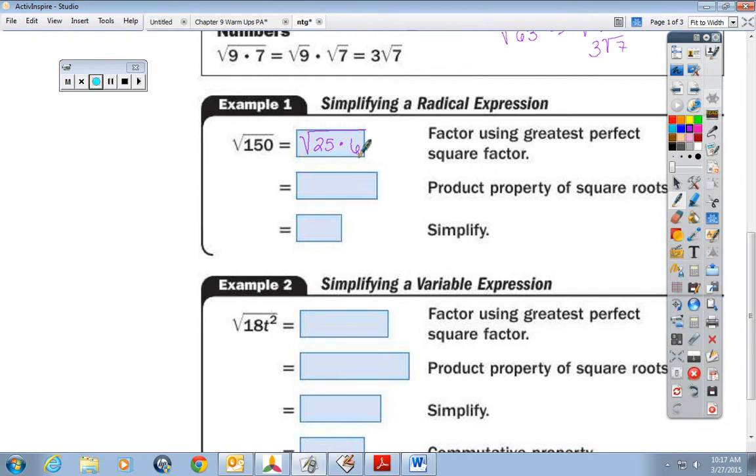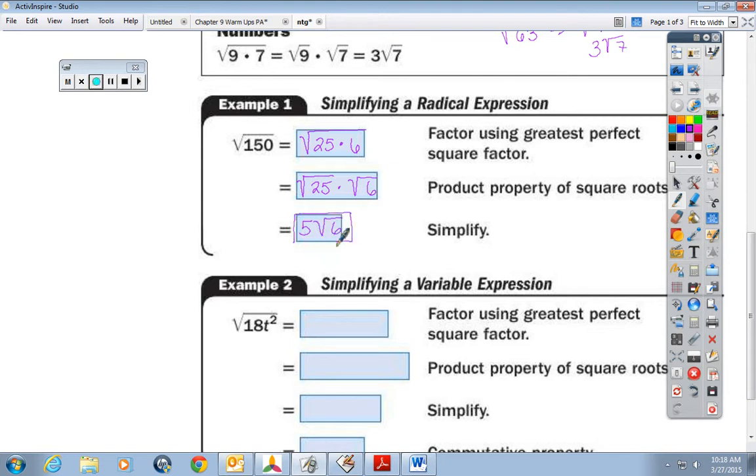Now, once you get it to that point, you're just going to give each number its own separate radical sign. This is the same thing as this. All right? Now, can I simplify the square root of 25? Is that a perfect square? What is it? 5. Can I simplify the square root of 6? Can it be divided by a perfect square? No. So it just stays the square root of 6. So this is your answer. This is the simplified answer.